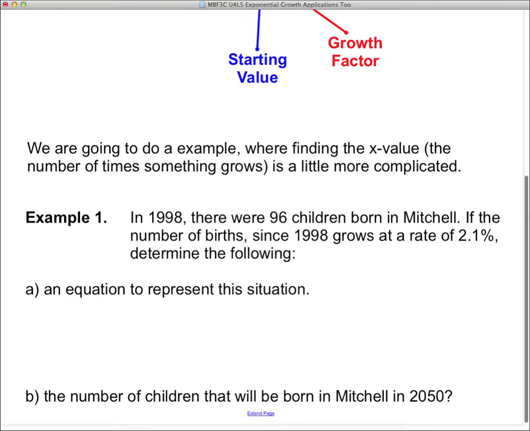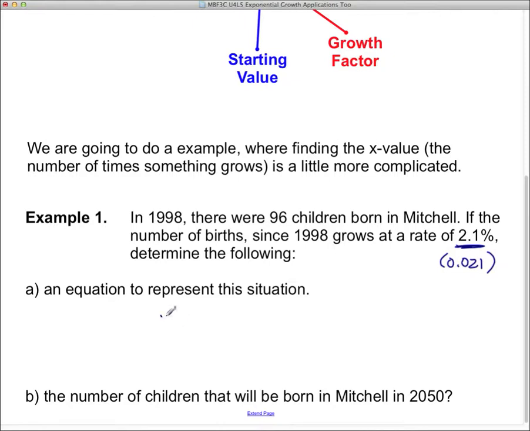In 1998, there were 96 children born in Mitchell. If the number of births since 1998 grows at a rate of 2.1%, determine the following. An equation to represent this situation. So here's the first thing we're going to do. First of all, this as a decimal is 0.021. Now if you don't know that, you take this number and divide it by 100, and that gives you it as the decimal. To divide by 100, we just have to move the decimal point back 2 spaces, and of course by moving it back 2 spaces I have to stick this 0 in here as a placeholder.